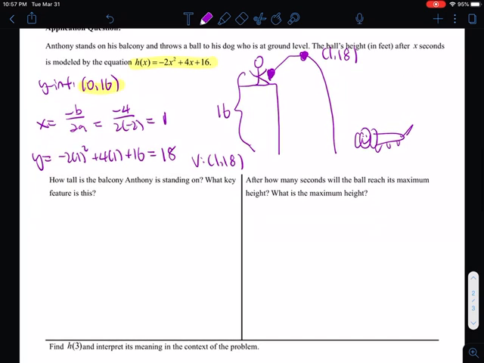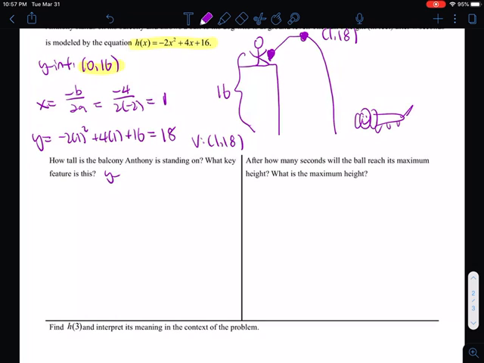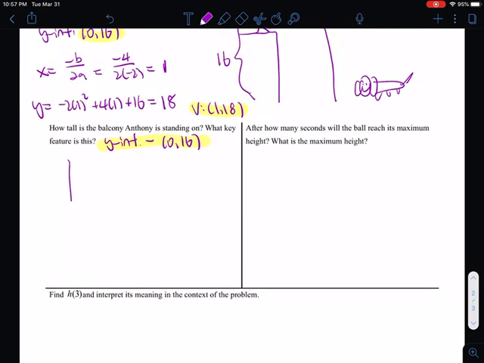Okay, so now I think we're ready to go. Let's go ahead and look at the questions. How tall is the balcony Anthony standing on? What key feature is this? Well, in this case, this is my y-intercept. And then we already found it. That's going to be 0, 16. There it is. And let me actually draw in the parabola right over here, just so we have the whole picture, right? It should look something like this, where this is 16 and this is the point 1, 18.